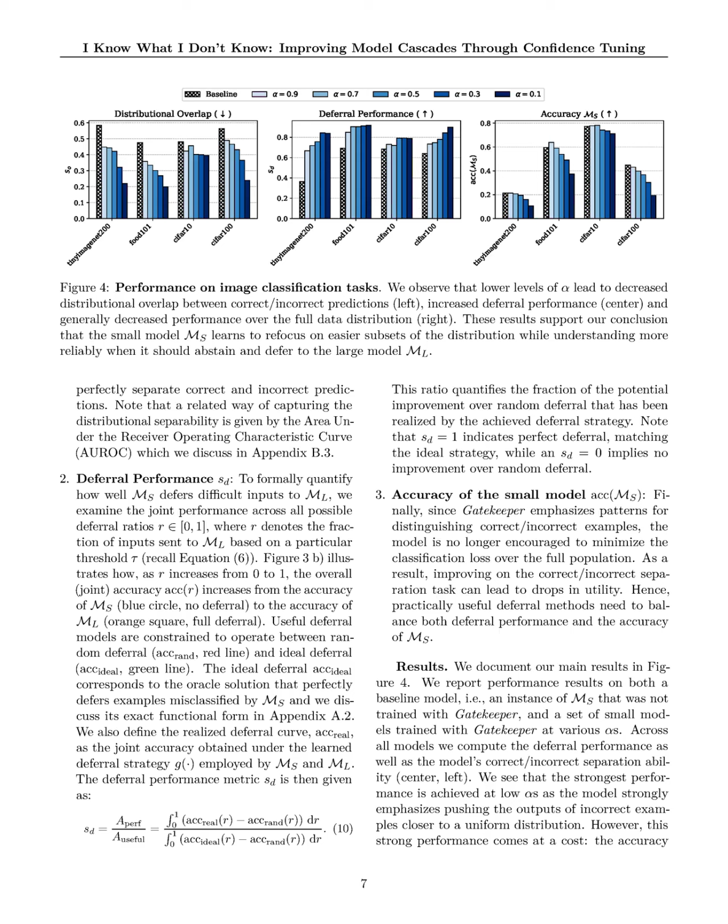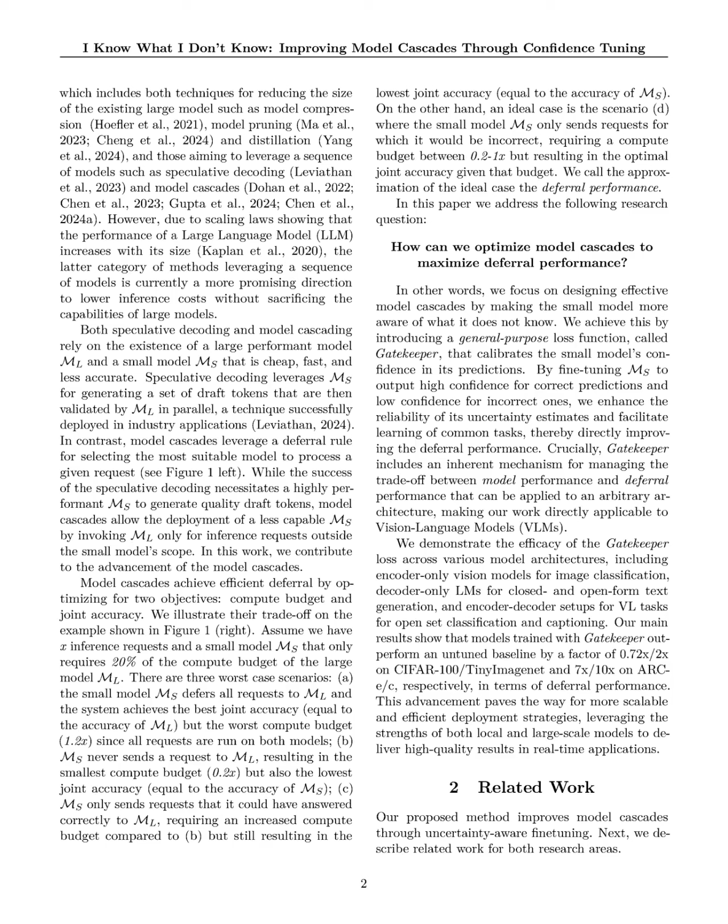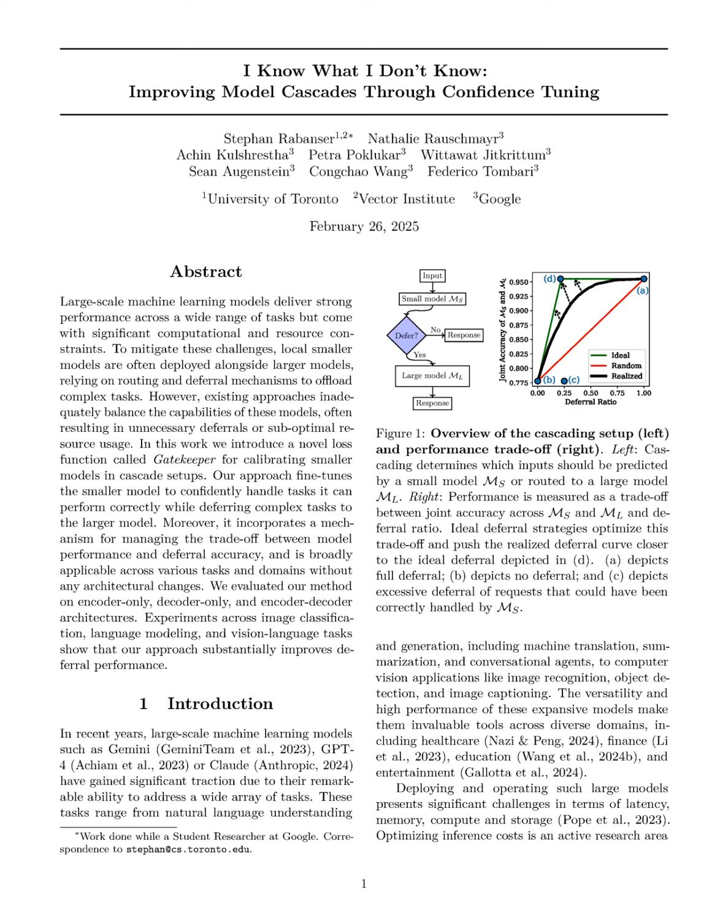This results in a deferral performance metric, S_D, that indicates a higher fraction of potential improvement over random deferral, effectively optimizing the compute budget while maintaining joint accuracy. In experiments, models trained with Gatekeeper outperformed untuned baselines by a factor of 0.7x to 2x on CIFAR-100 and TinyImageNet and 7x to 10x on ARC-E, demonstrating substantial gains in both deferral performance and computational efficiency. Additionally, the method's adaptability across various architectures, including vision language models, further underscores its versatility and effectiveness in real-time applications.